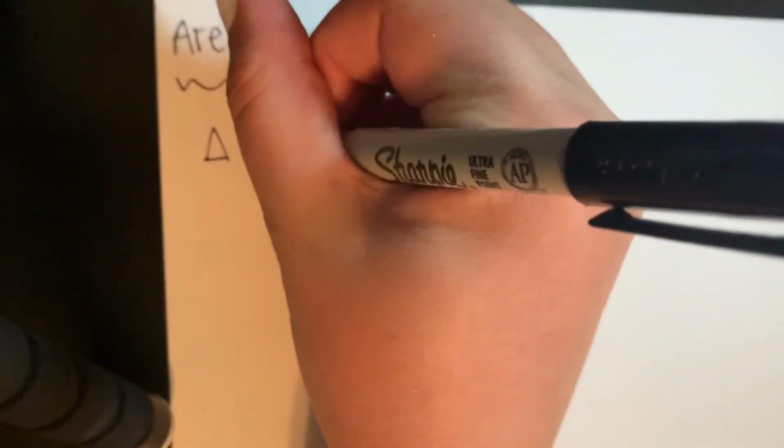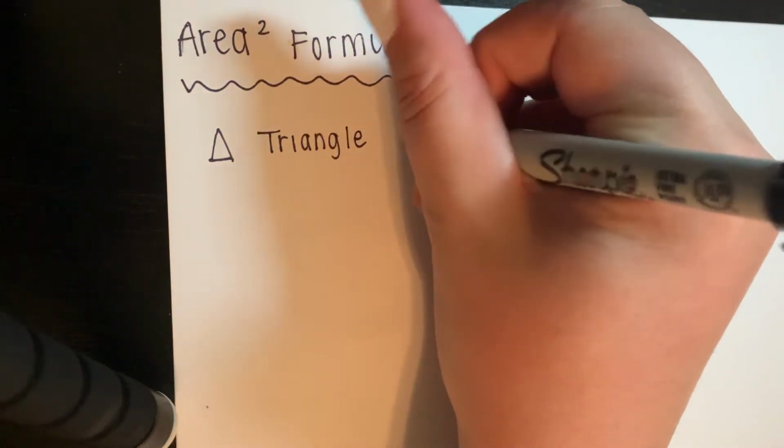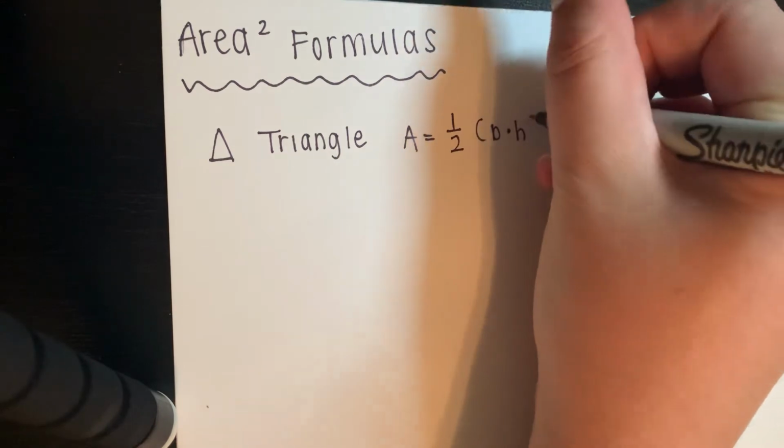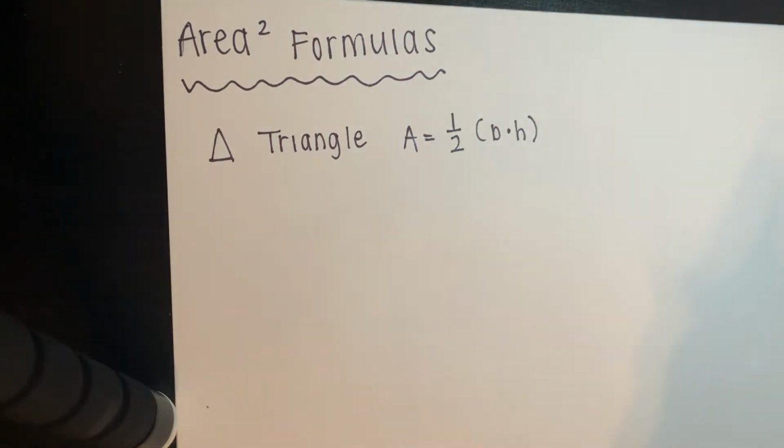I'm going to draw it out and write it out for you. So for the triangle, we have area equals 1/2 base times height. Can you see? Perfect. Okay.